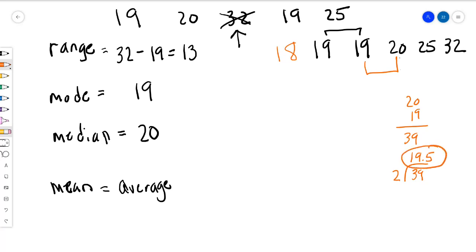Okay, so for my list of 6 numbers, my median is actually 19.5. And my median for the 5 numbers was 20. That's important to remember. Right? And again, average: if it were 5 numbers, I would add them up and divide by 5. If I had these 6 numbers, I would add them up and divide by 6. That's how you calculate the average.